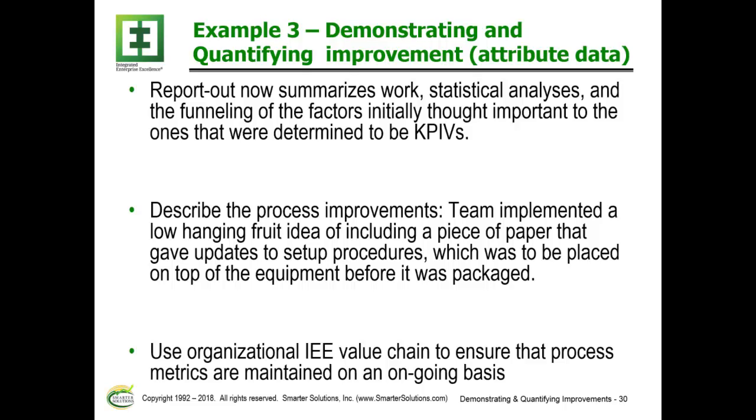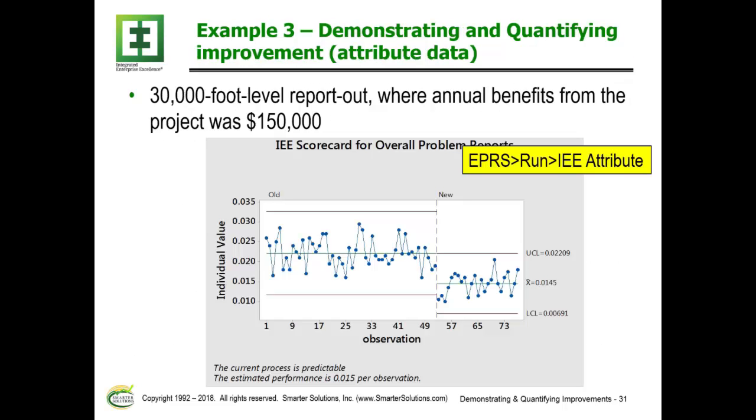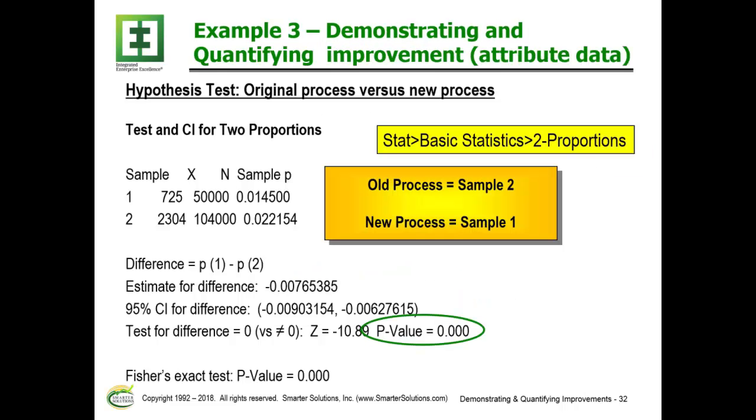Describe the improvements that we made. We want to look at the value chain to ensure the process metrics are maintained on an ongoing basis when we get done within our control plan. So what we've done here, we made some differences in our process, and now it's staged. So we can go in and do a comparison of the failure rate before and afterward. And what we look at is the sample size for all the data from the recent region of stability compared to all the data from the previous before-change process stability.